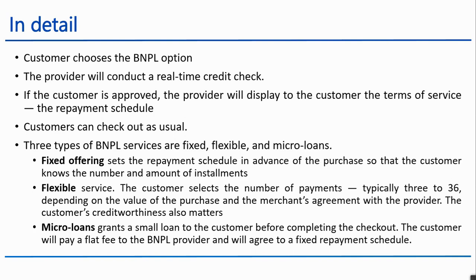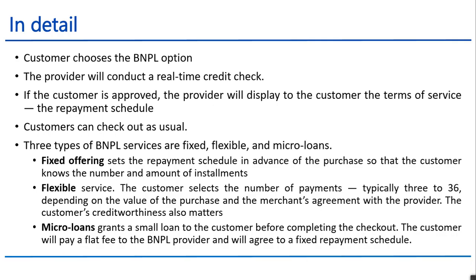So now let us understand what we saw in the flow chart. Customer chooses the BNPL option. The provider will conduct a real-time credit check. If the customer is approved, the provider will display the terms of service and the repayment schedule to the customer. The customer can check out as usual. Everything is done, right? We have already explained the transaction flow as well.